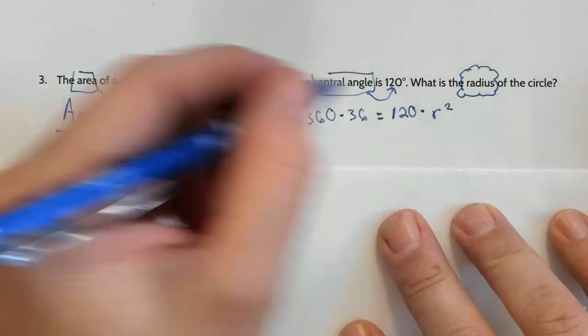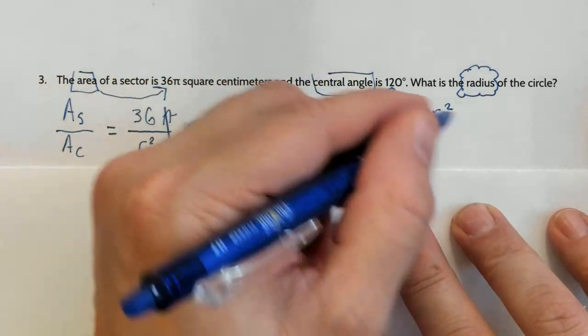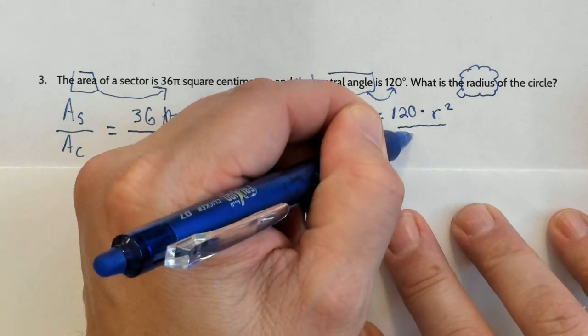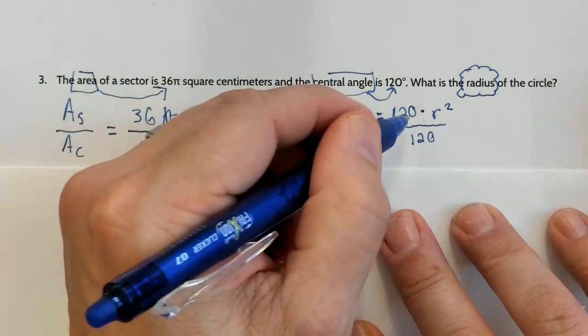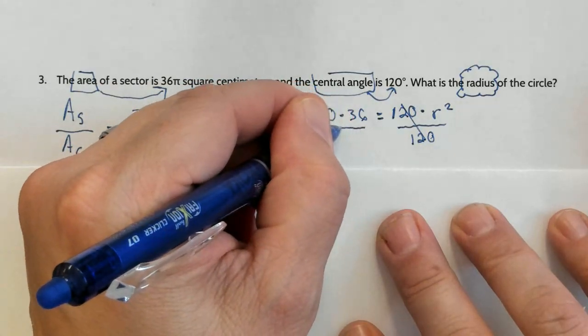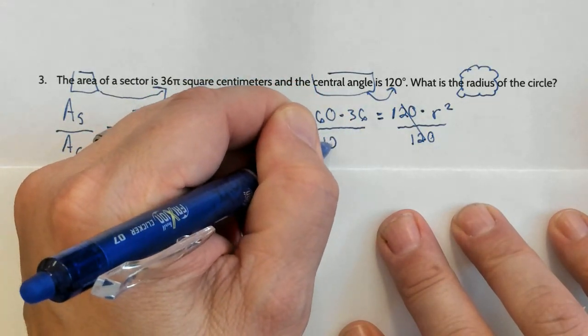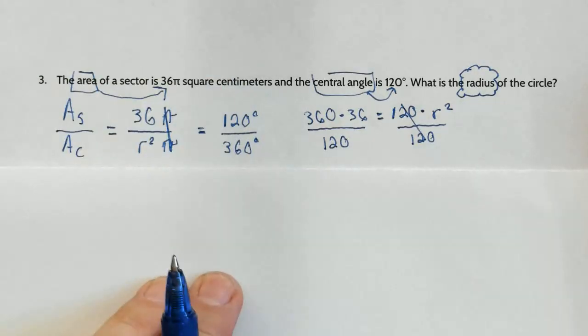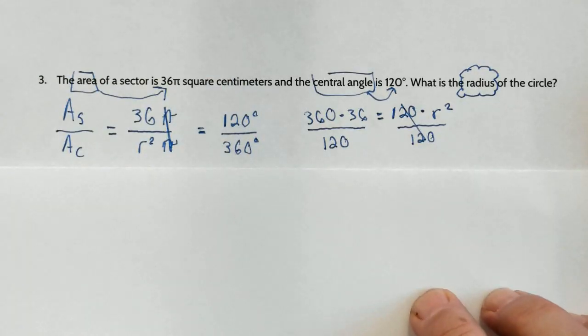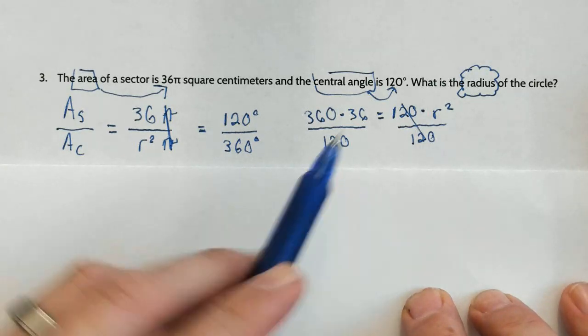Okay, now to get our radius squared, we're not just doing an algebra calculation here. I can divide out the 120. Those will cancel on this side, and what I do on one side, I do to the other. That's the golden rule of algebra. We can take 360 times 36 divided by 120, and we can calculate that out. So 360 times 36 divided by 120 is going to give us 108.